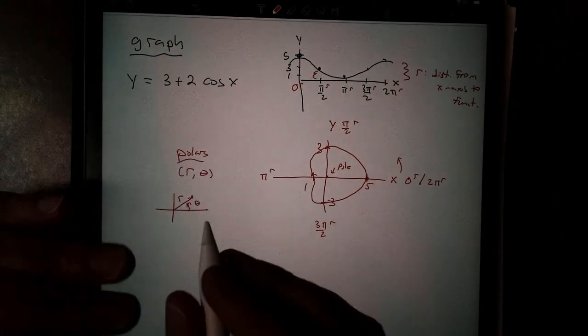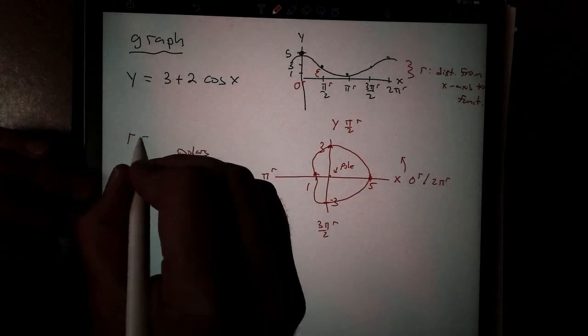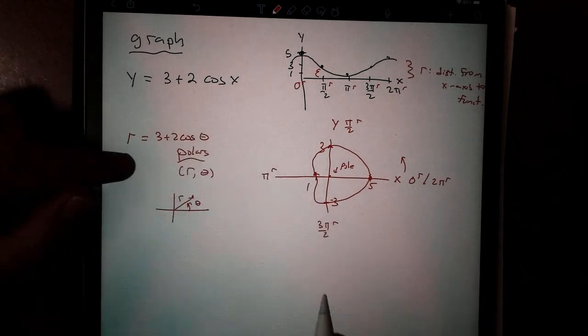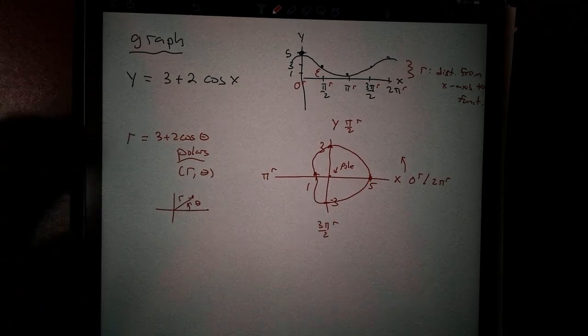And we can see that when we write out the equation in polar. In polar, this would be r equals 3 plus 2 cosine theta, where r is my radius, which correlates to the y function. So let's take a look at another one.